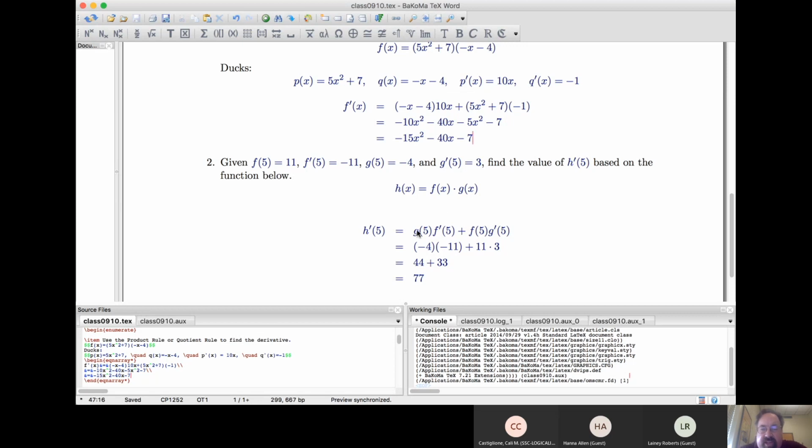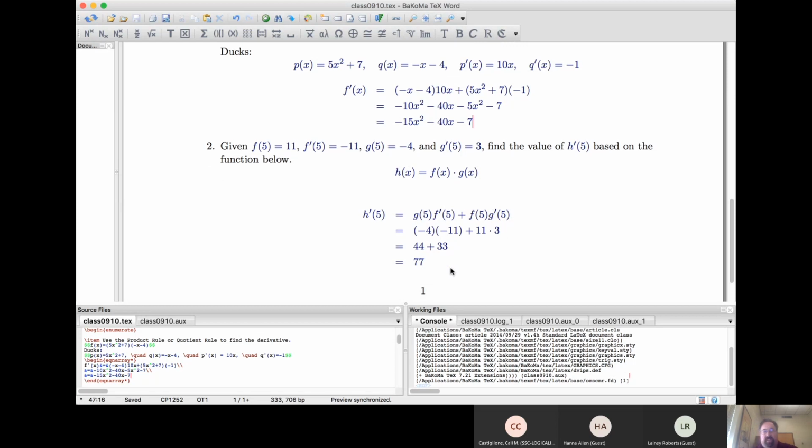So now I plug in x equal 5 throughout, and now I can just take the numbers that I'm given and put them in here. So g of 5 is minus 4, f prime of 5 is minus 11, and so forth, and then just go ahead and combine everything to get the result.